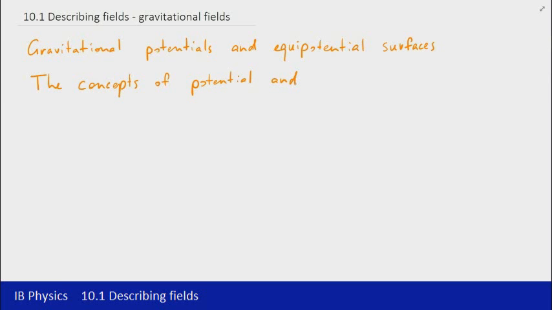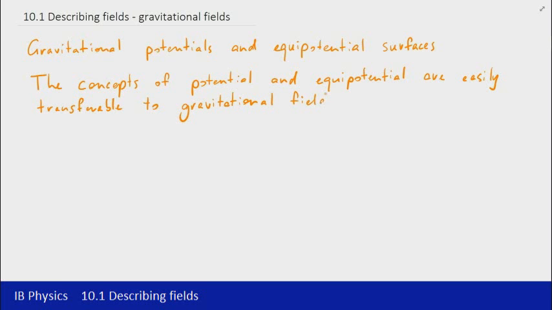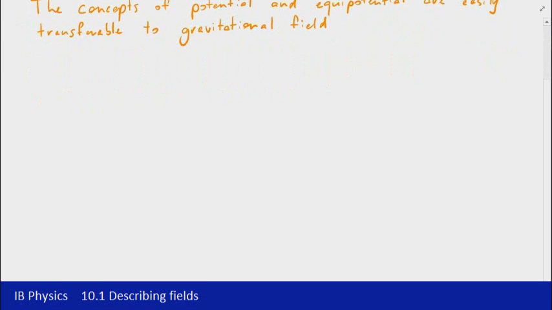So once we've got an understanding of what those ideas are in electric fields, it's simply just a matter of changing perspective a little and identifying what it is that's similar with gravitational fields but also different. So those ideas, as I said, are easily transferable. And in order to transfer them across, what we're going to do is compare what we've seen with electric fields and look at the gravitational equivalent.